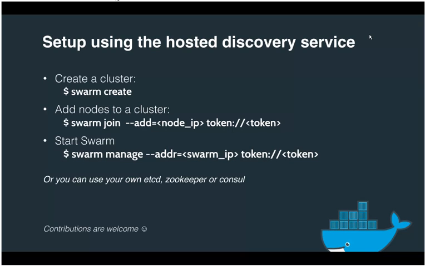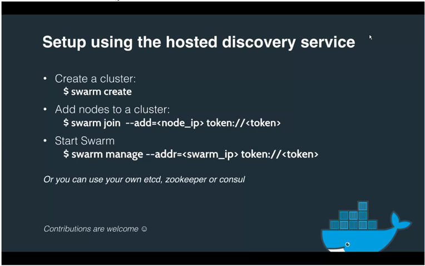It communicates with the Docker app to create a custom token for you. And then you will use that token on each one of your machines to join the cluster. So to add a node on your cluster, you do a Swarm join, --add the IP of your node, and then you specify the token, and we just register your machine inside the Docker Hub.